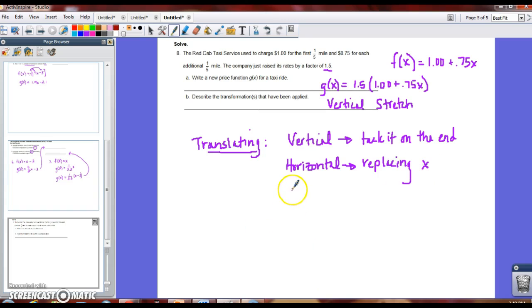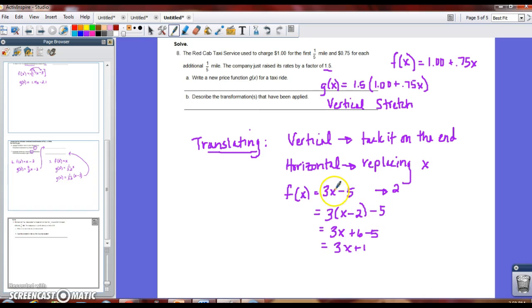Okay? So for example, if you have f of x is equal to 3x minus 5, and you're going to the right 2 units, it now becomes 3 times x minus 2 minus 5. Distribute that, and you end up with 3x plus 1. Okay? You're just replacing x with whatever shift you're doing. If you're going to the right, it's a minus. If you're going to the left, there should be a plus there. It's kind of backwards of what you would expect.